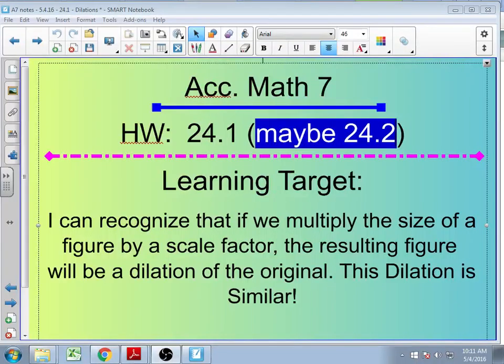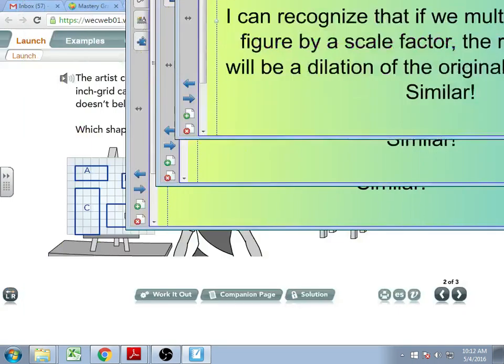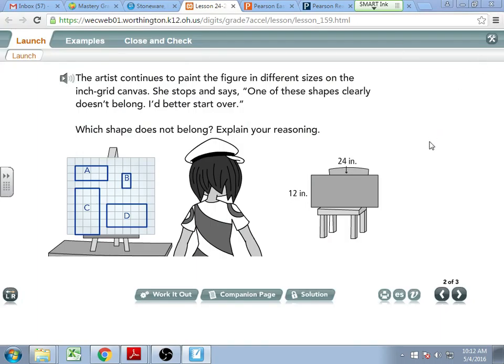So Accelerate 7, this is going to be the second part of our lesson from May the 4th. We are diving into 24-2, so if you were gone with the orchestra, you're going to have to catch up on 2 lessons. So which of these shapes that we have here is what we had from before?